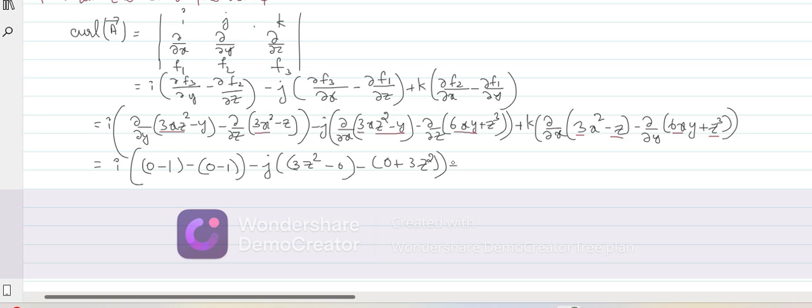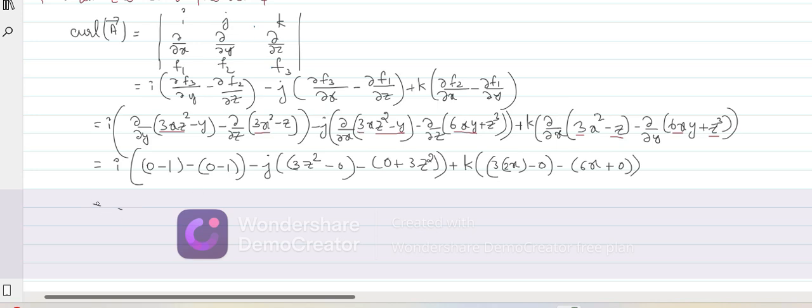Right? So plus k into, here 3 is constant, the differentiation of x square is 2x, okay, so minus the differentiation of z with respect to x partially is 0, minus here 6x is constant, the differentiation of y with respect to itself is 1, plus z cube is constant, the differentiation of that with respect to y is 0.